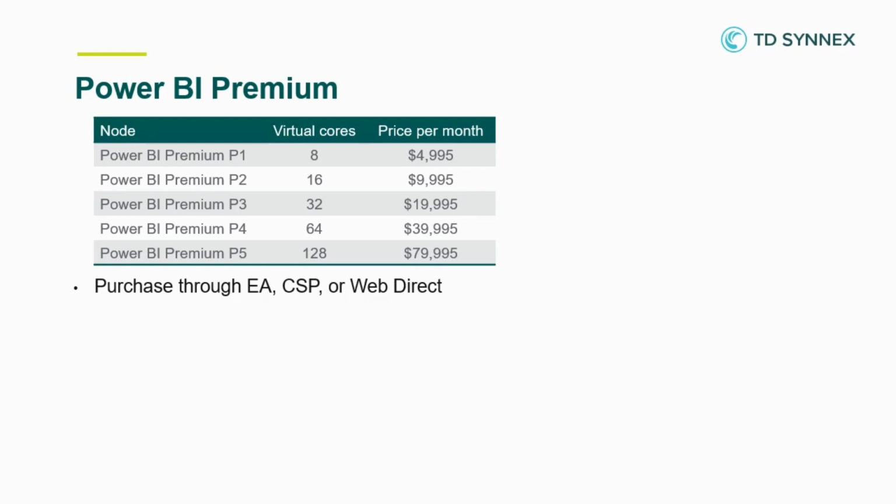And you can see here the difference between the nodes is the number of cores supporting them. And the one you choose will depend upon how much power you need supporting the Power BI service.